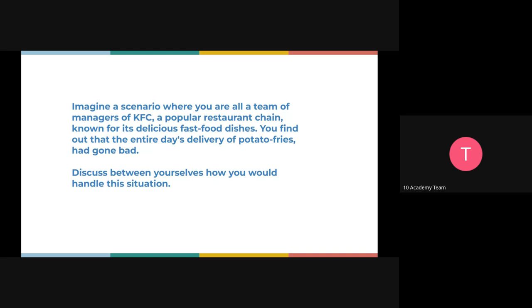If you look at your screen, imagine a scenario where you're all a team of managers of KFC. I hope you know KFC, the restaurant chain that sells fast foods, and they have a big chain.